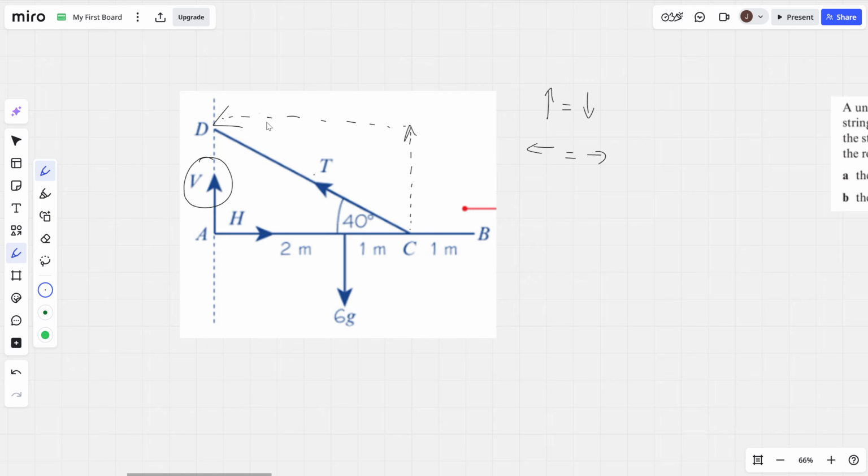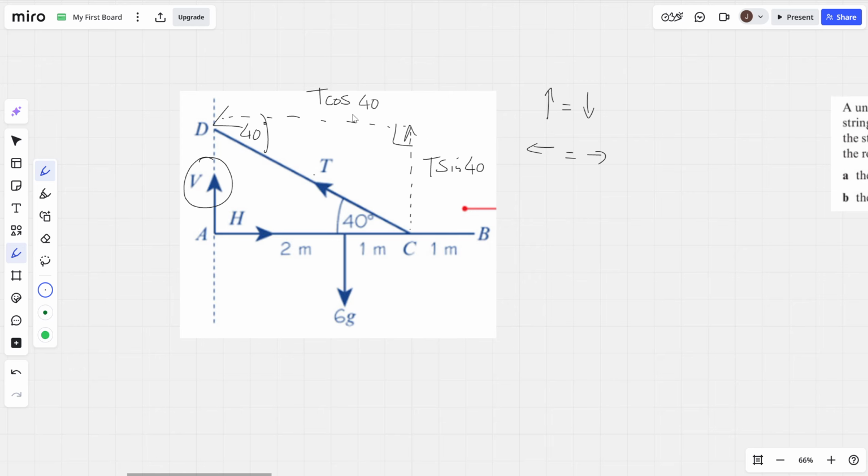I'm going to put 40 here, and I'm going to use my diagram like this, because if I draw my triangle inside like that, there's just too much going on. So I'm going to draw 40 there, and I'm going to say that if that's T in a right angle triangle, that's sine. So I'm going to say this is T sine 40. So there's T sine 40 going up, and then there'll also be T cos 40.